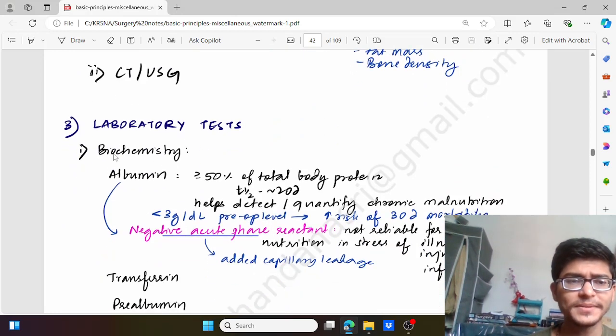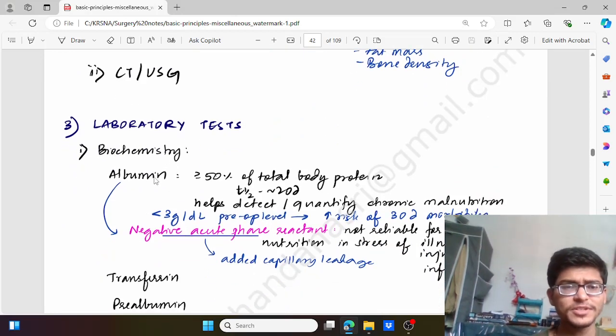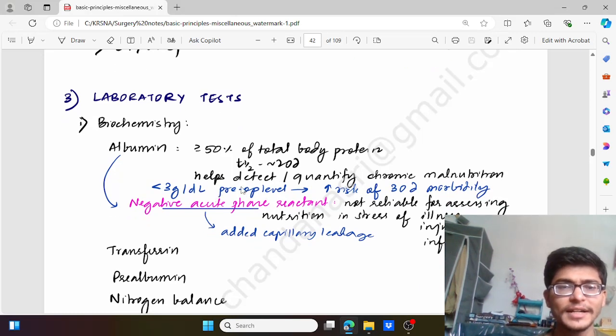Lab assessment, where we have the biochemistry. The first one is albumin, which is more than 50% of total body protein, with a half-life of 20 days, and it helps in detection of chronic malnutrition.